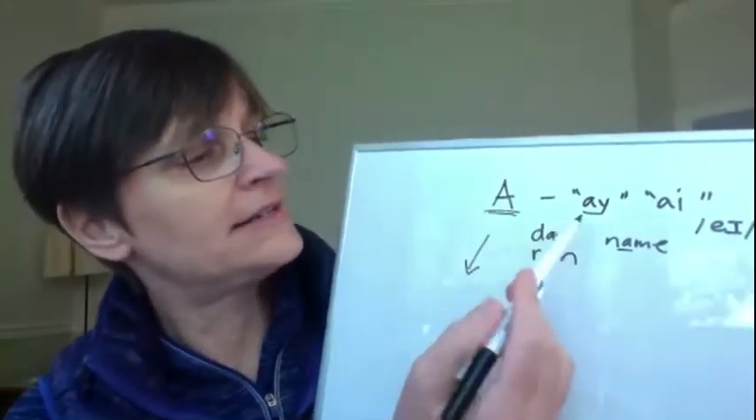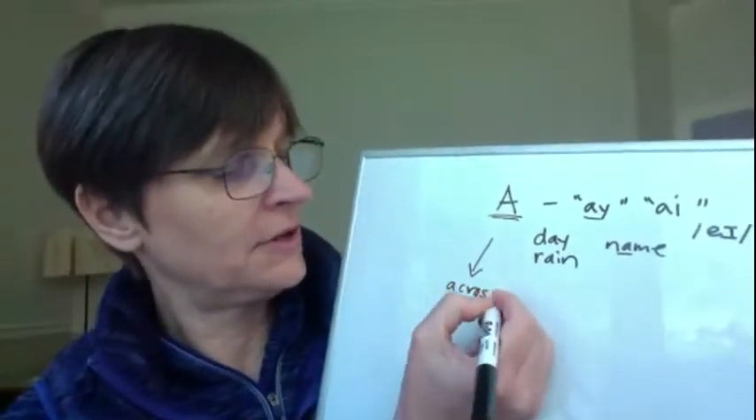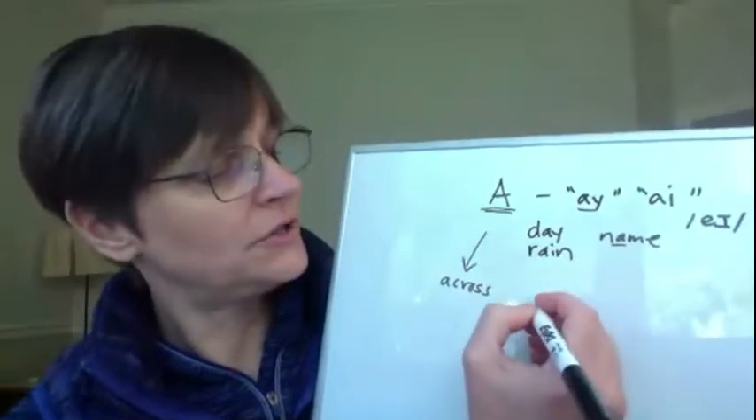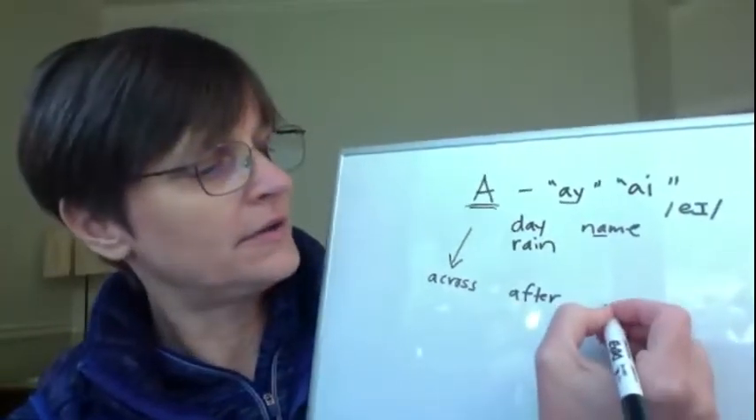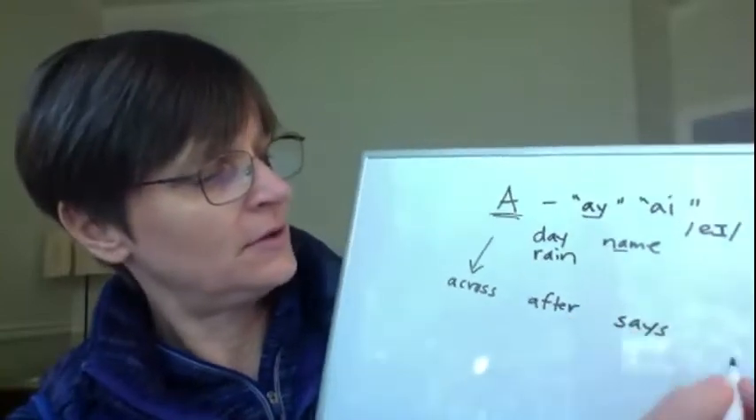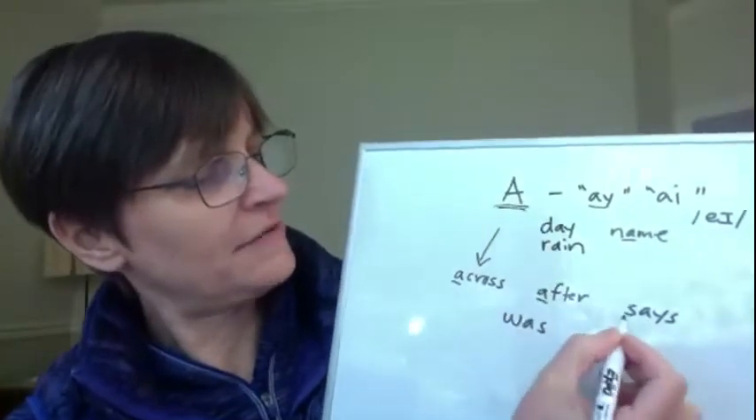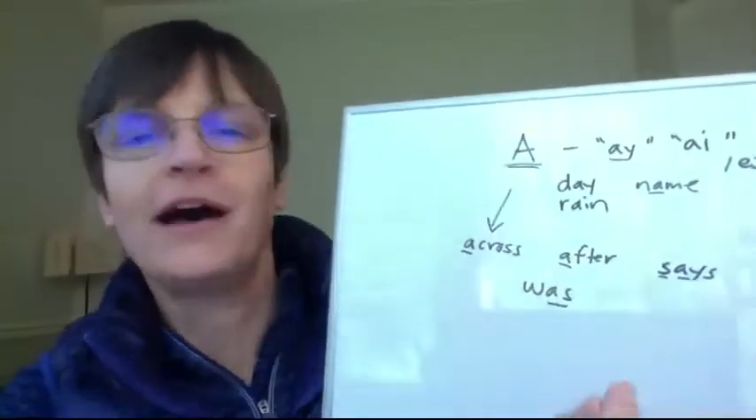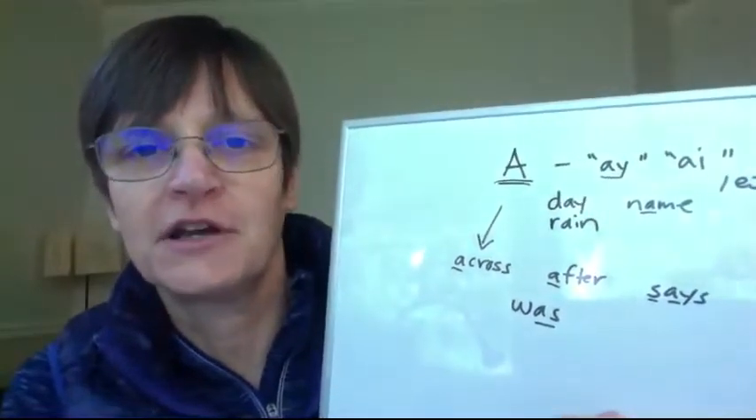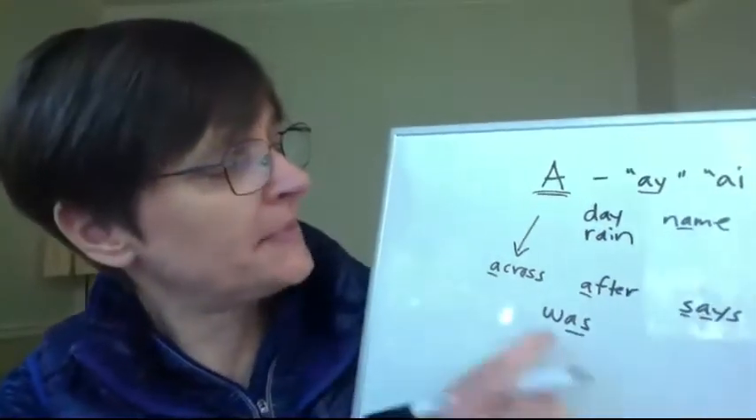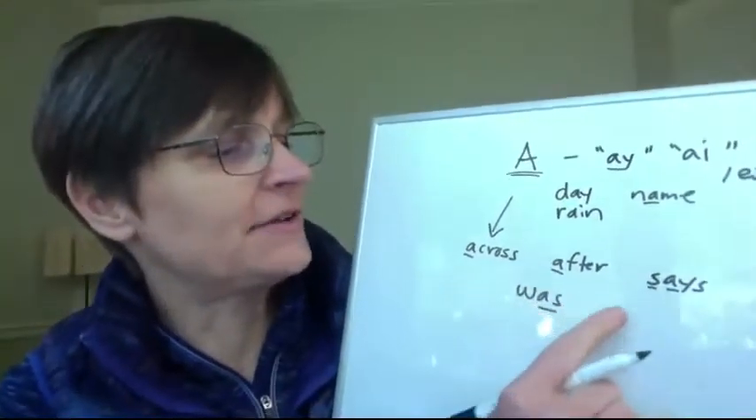So letter A does not say A in words like across or about or after or says or was. So in all of these words, we have the letter A, but we have different vowel sounds. And this is where it can be quite confusing to understand what vowel you should be trying to say. And so we'll look at some examples for each of these vowel sounds to help you.